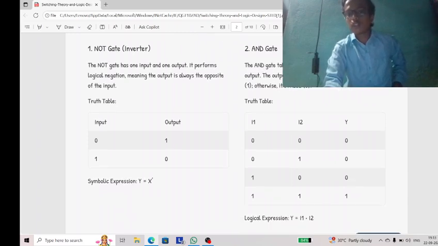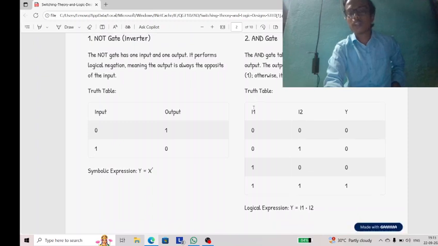The AND gate takes two or more inputs and produces a single output. The output is true, 1, only if all the inputs are true. Otherwise it is false, 0. One indicates true, zero indicates false. In the truth table we have two inputs, I1 and I2, and y represents the output. The logical expression of the AND gate is y equal to I1 into I2. It is basic multiplication: 0 into 0 is 0, 0 into 1 is 0, 1 into 1 is 1.